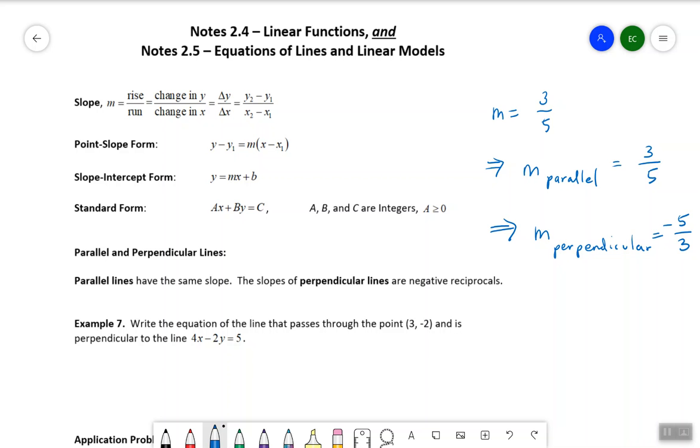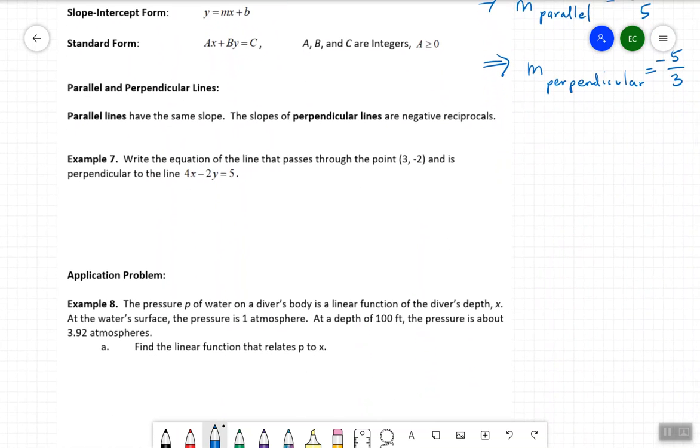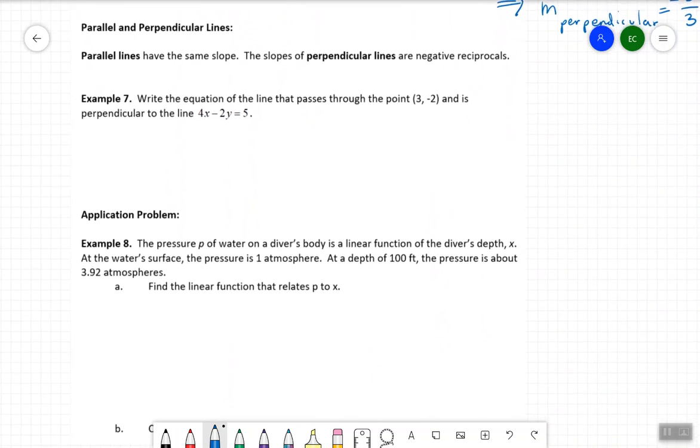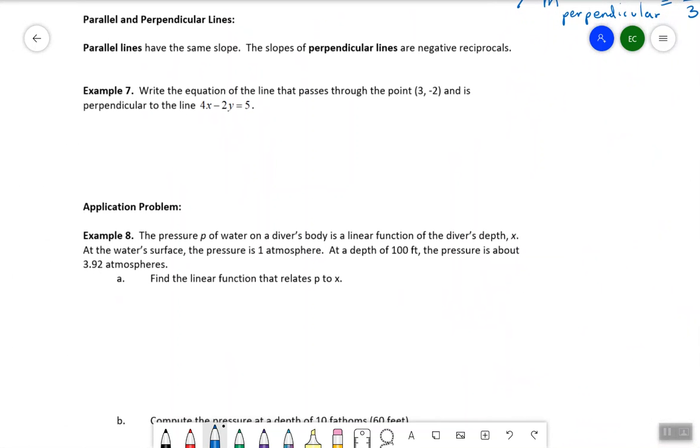Okay, here in example 7, write the equation of the line that passes through the point (3, -2) and is perpendicular to the line 4x minus 2y equals 5. This should remind you of a problem that we worked a couple videos ago. And so in particular, you might be thinking of point slope form. Right, y minus y1 equals m times x minus x1.